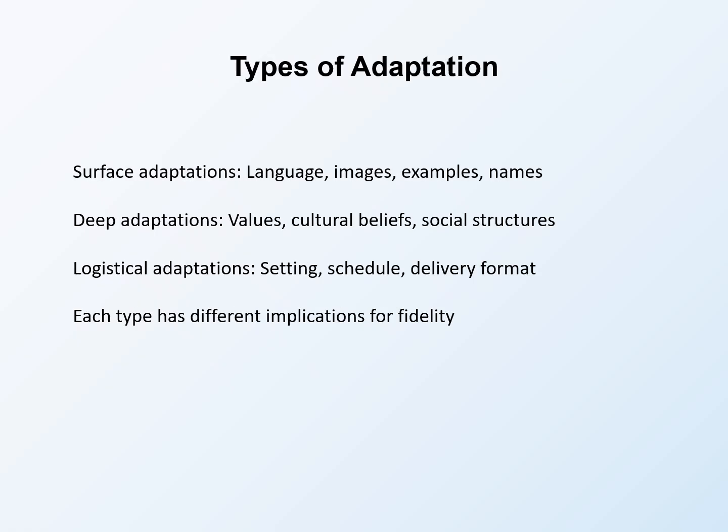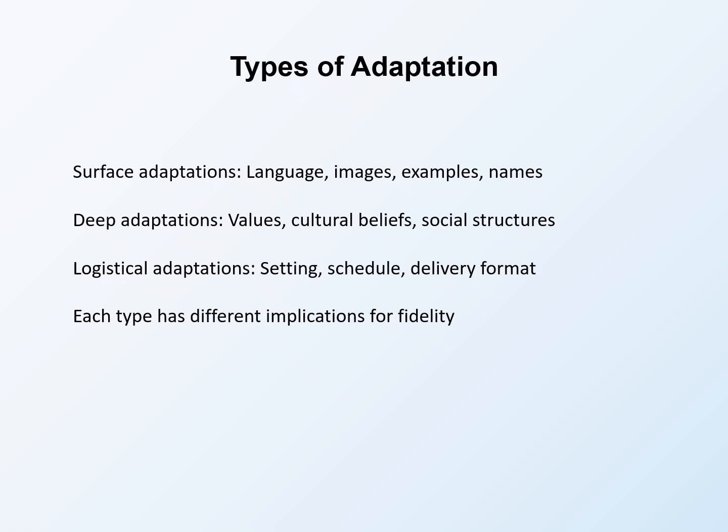Adaptations come in different types with different implications. Surface adaptations change language, images, examples, and names without changing content: translating materials, using culturally relevant images, changing names to local names. These rarely threaten fidelity. Deep adaptations engage with values, cultural beliefs, and social structures. They might change how concepts are framed or add components to address cultural factors. These require more care. They can enhance effectiveness but also risk changing core mechanisms.